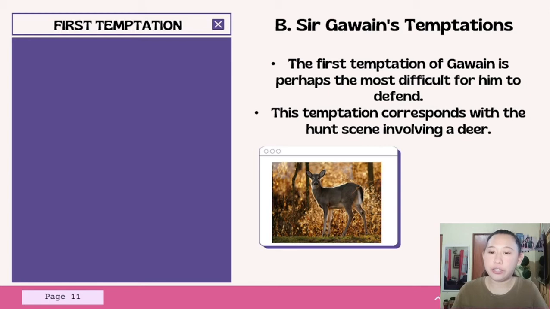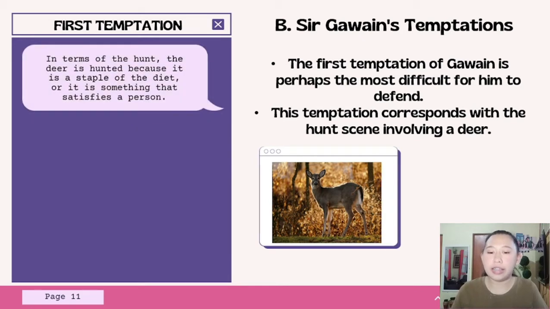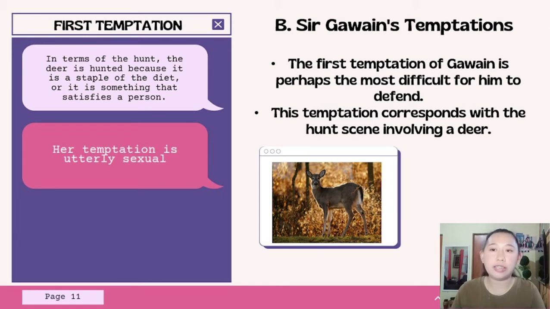So the first temptation of Gawain's is perhaps the most difficult for him to defend. This temptation corresponds with the hunt scene involving a deer. In terms of the hunt, the deer is hunted because it is a staple of diet, something that satisfies a person. In the same manner, the Lord's wife views Gawain as prey, resembling an animal that she hunts. She pursues him on the sole basis of her carnal desire. This, her first temptation, is utterly sexual. She is viewing Gawain much as a hunter would view a deer.